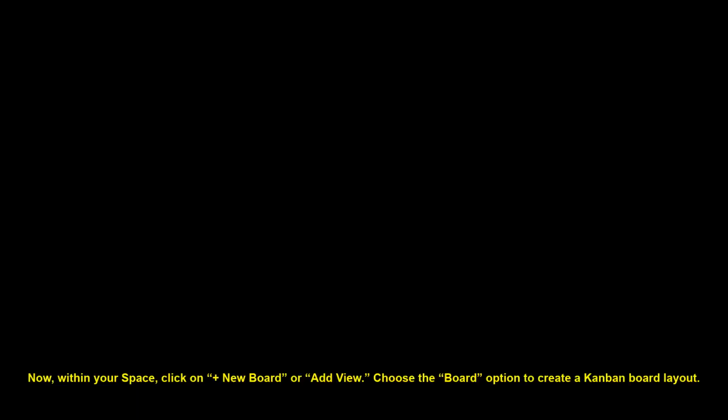Now, within your space, click on plus New Board or Add View. Choose the board option to create a Kanban board layout. After creating your Kanban board, start adding lists to organize your tasks. You can create columns like To Do, In Progress, and Done to follow the Kanban methodology.